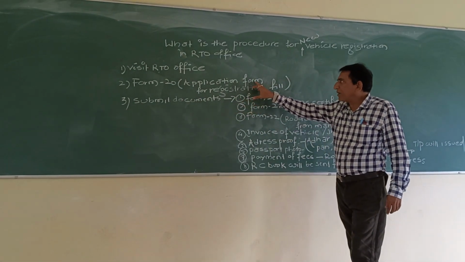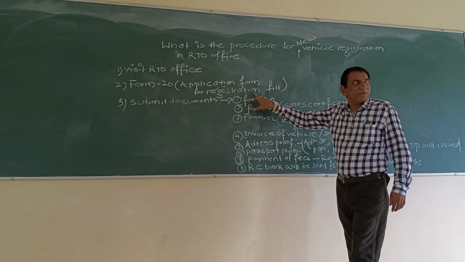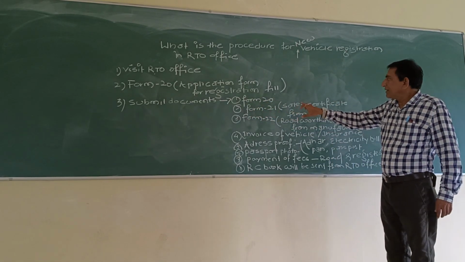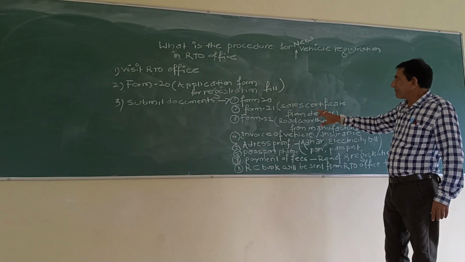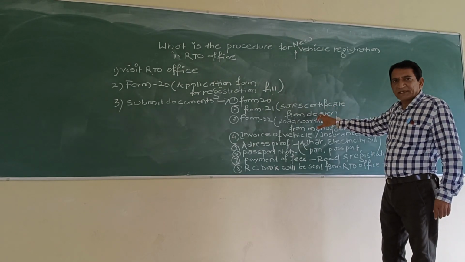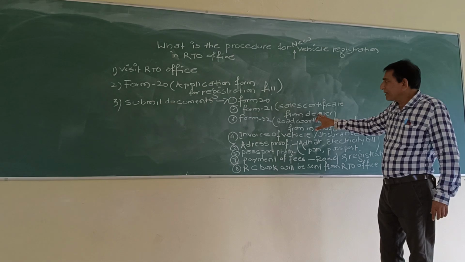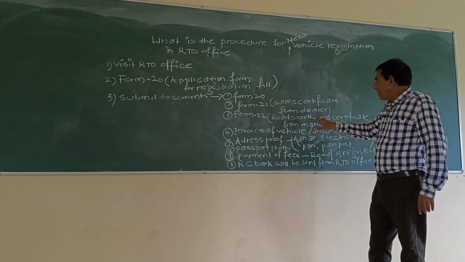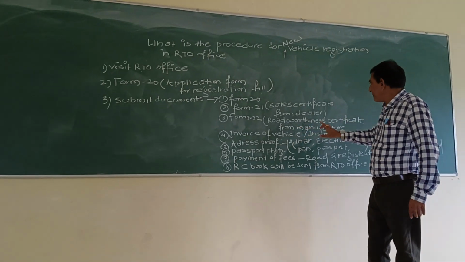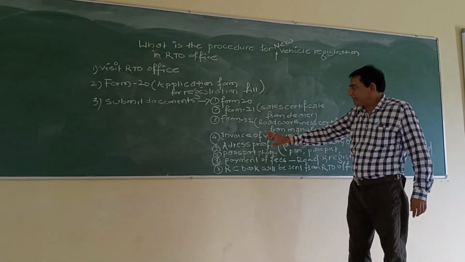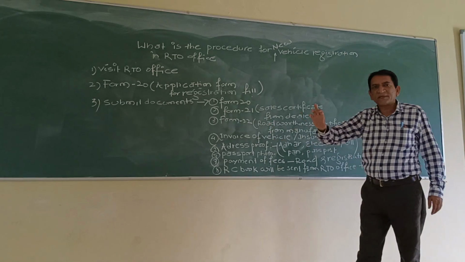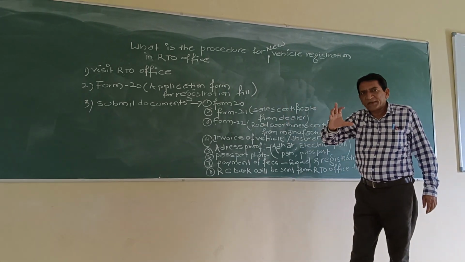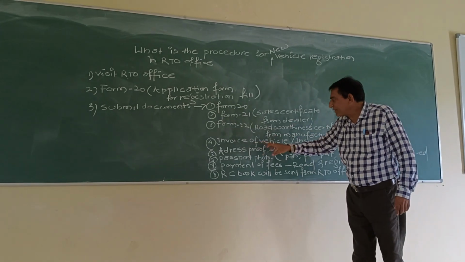Number one is Form 20, the application for registration. Second is Form 21, the sales certificate from the dealer. This will be given by the showroom owner. Next is Form 22, the roadworthiness certificate from the manufacturer. Next, fourth, is the invoice. Invoice means the bill, whatever the vehicle cost; that we call the invoice of the vehicle.